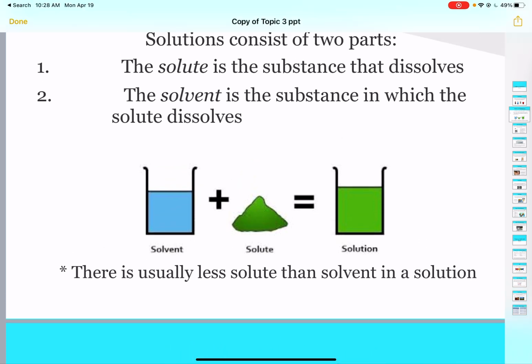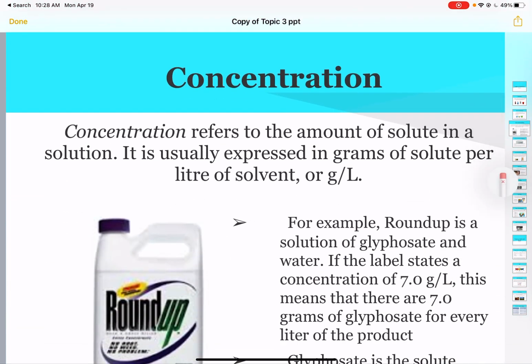There is usually less solute than solvent in a solution, so solvents are normally going to be the larger amount. When you look at a solution, if you're trying to figure out which part makes up more of the solution, that thing is normally the solvent. Okay, we need more solvent to dissolve the solute.